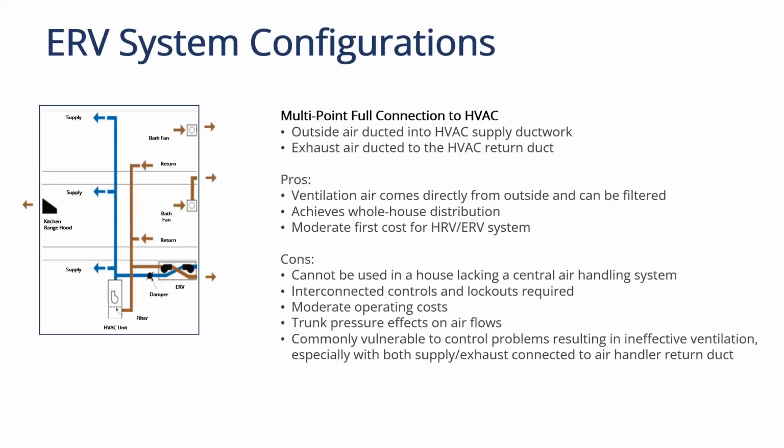And then the last one here is a multi-point full connection where you're actually ducting both the supply and the exhaust into the HVAC system. So there are interconnected controls and lockouts required, so it is a little bit more complex of a system. And it, again, achieves the previous whole house distribution, and it still includes that cost of the more expensive single package vertical unit with that integrated ERV.